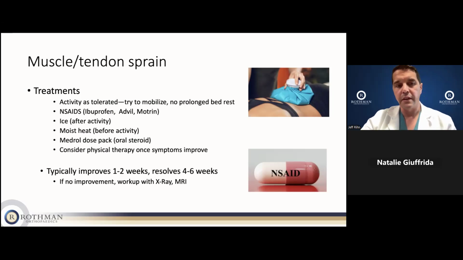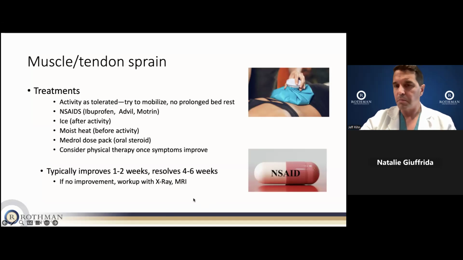If the pain's severe, sometimes I'll call in a steroid. If you've ever heard of oral steroids, they can be a strong anti-inflammatory medication. They're usually very effective. And then once the symptoms start to improve, I'll oftentimes recommend some physical therapy just to get the muscles strong and hopefully prevent these issues in the future.